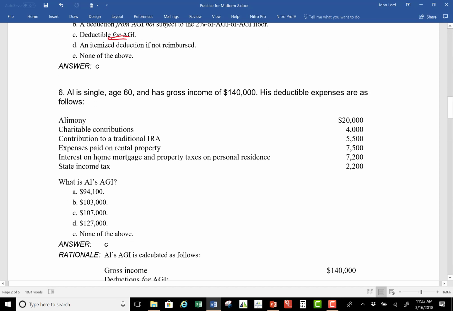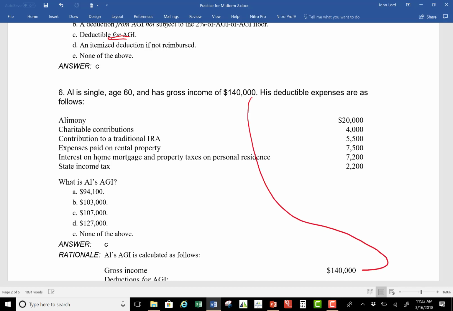Number 6, Al is single, age 60, has gross income of $140,000. His deductible expenses are as follows. And what is his AGI? So we go ahead and we start out obviously with his net income, right? And then what are going to be the deductions under the current tax law? He can deduct this alimony, right? How about charitable contributions? That's going to be what?